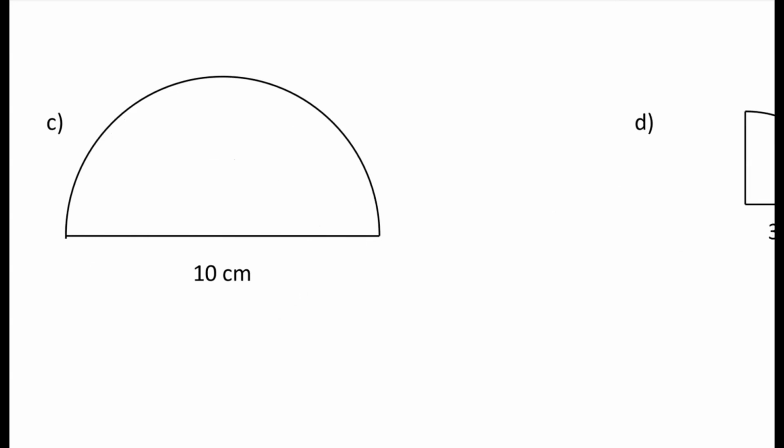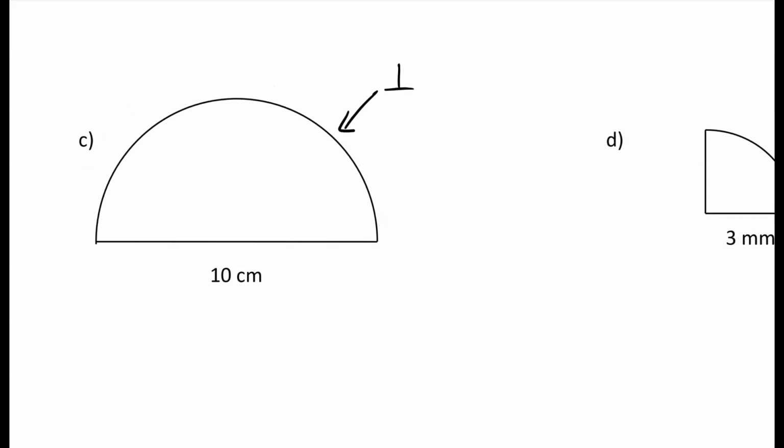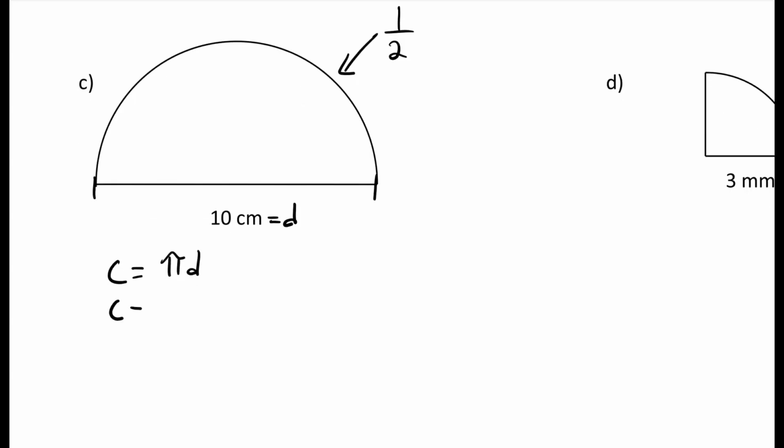Moving over to half of the circle means that we are going to have half of our answer that we get out of the formula, which means we're going to be dividing our final answer by 2. So we have from this side to this side, meaning we have our diameter. So circumference equals pi times your diameter. Circumference equals pi times 10, which equals 31.4 centimeters. We're not done though.